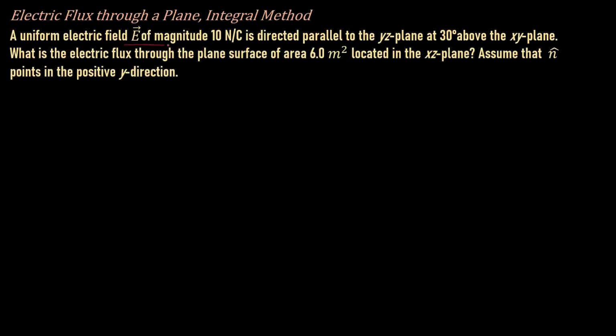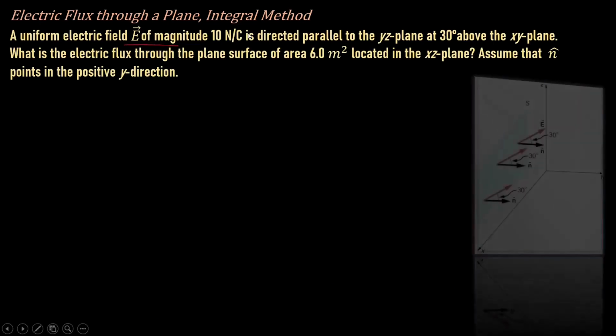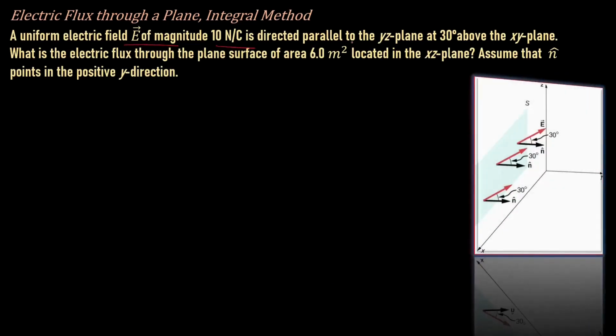In this question, we have a uniform electric field of magnitude 10 Newton per Coulomb directed along the YZ plane. So here the direction is already fixed. This time not a particular axis, but the electric field is pointing in the YZ plane. It is in the YZ plane at 30 degrees above the XY plane, so it is making an angle of 30 degrees. Now the plane is lying in the ZX plane.